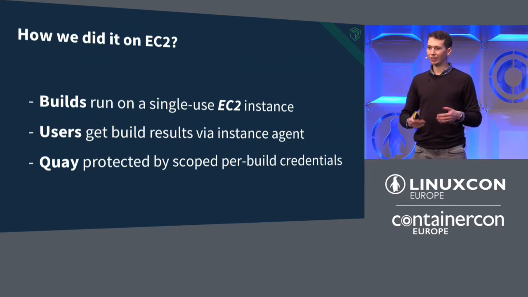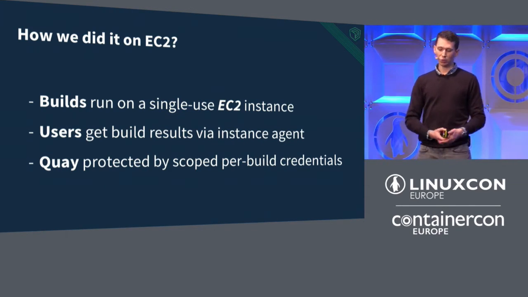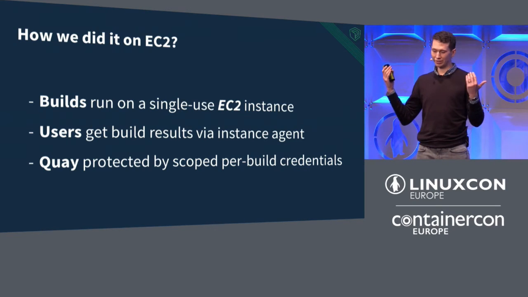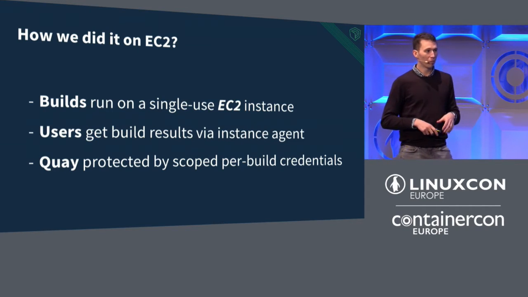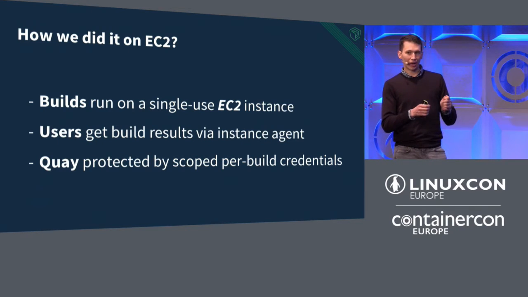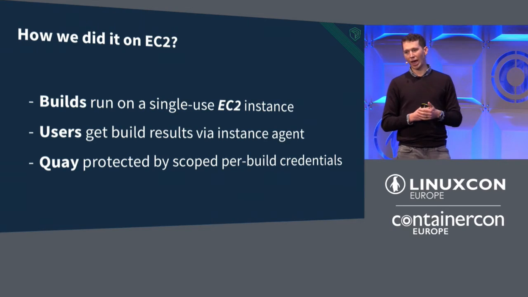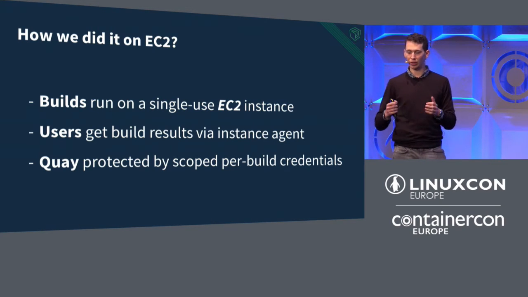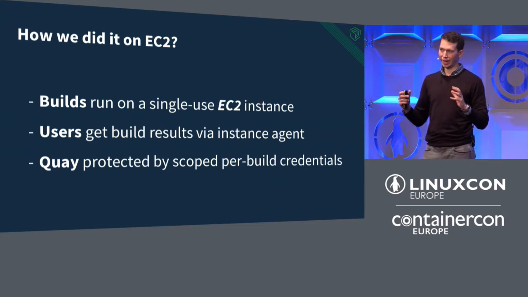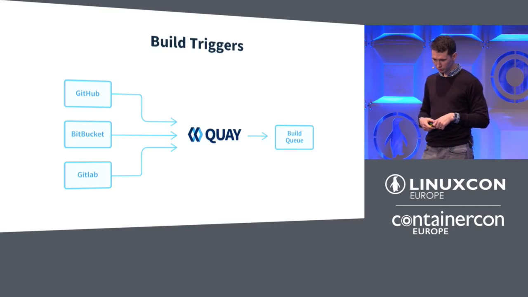On EC2, what we do is every time somebody submits a build, we spin up a new instance. And that instance is used just for that time period, just for that build, and then thrown away. And what we do is we provide credentials to that individual instance that say, you're able to do these two actions, which is push status, push logs up to us, and then push the final container image and nothing more. So we essentially protect through virtual machines.